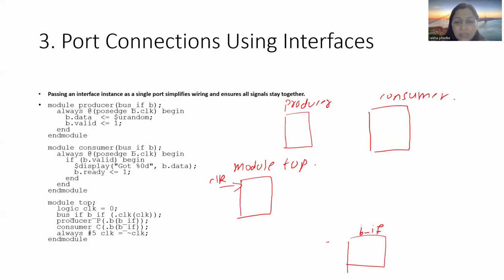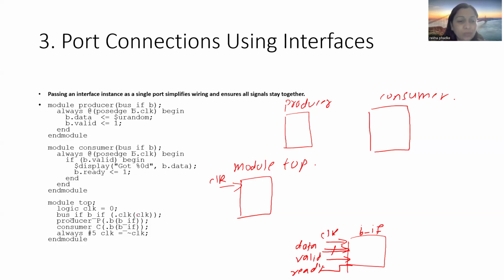That's the interface. So it has a clock, it has data, which is 8-bit, it has valid, it has ready. Correct? So these are my 4 different modules. Now top is invoking all these 3 modules. So what will it do?